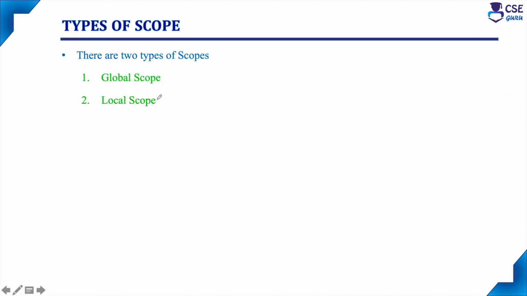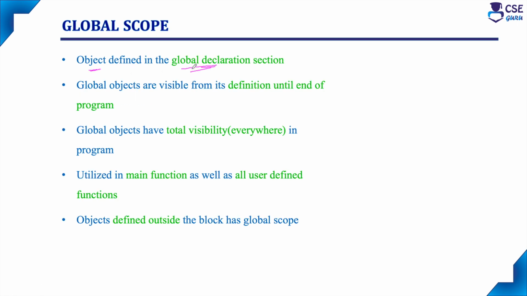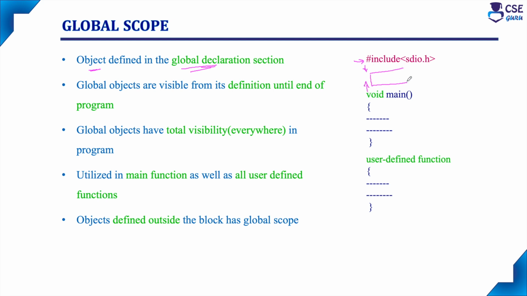There are two types of scope. One is global scope and another one is local scope. First, we will discuss global scope. An object defined in the global declaration section has global scope. What is the global declaration section? The section after the header files and before the main function is the global declaration section. Whatever objects or variables we declare here will have visibility in the complete program. It will not be restricted only within a block.